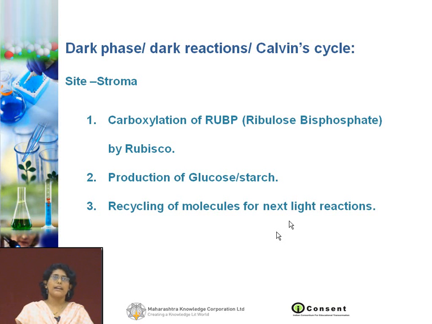These molecules are made available for the light reactions, and in the light reactions these molecules get phosphorylated and reduced, that is, ATP and NADPH2 are produced, which are again used in these dark reactions. Thus this is the cyclic type of reaction. Let us now see how these reactions take place.